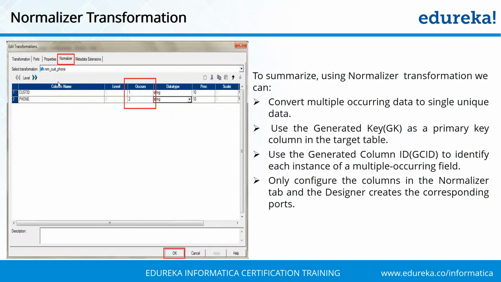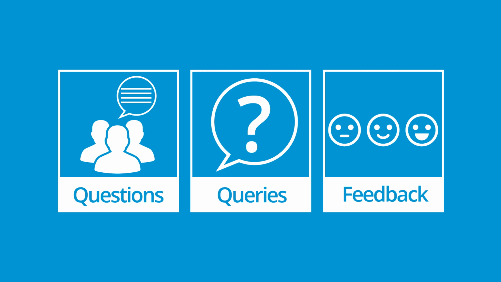Janice says no. Alright. So to summarize, using the normalizer transformation, we can convert multiple occurring data to single unique data. We've just seen how it's done, and you can use the generated key as a primary key. Because this is a unique value that does not repeat, you can set it as a primary key in your target definition. So with this, we come to a conclusion of today's session.